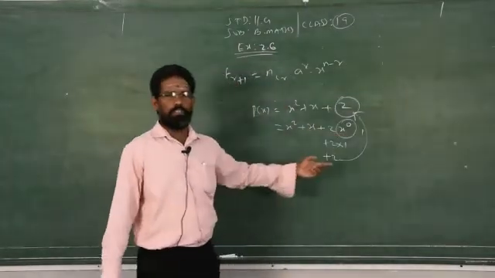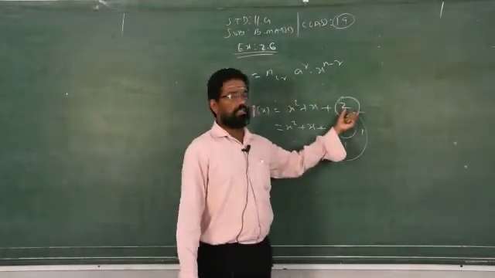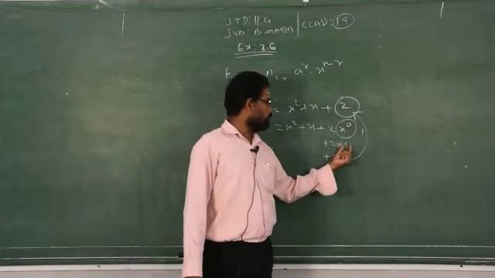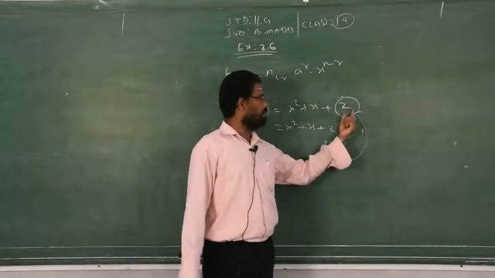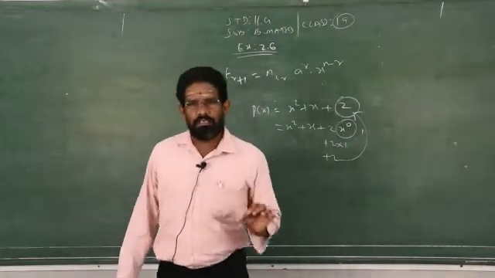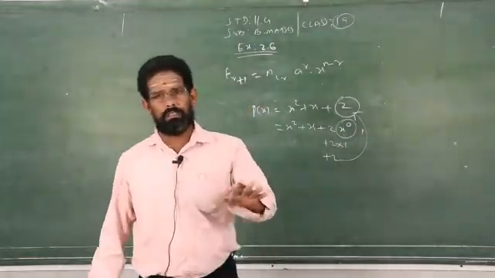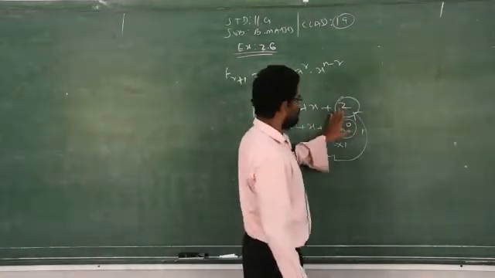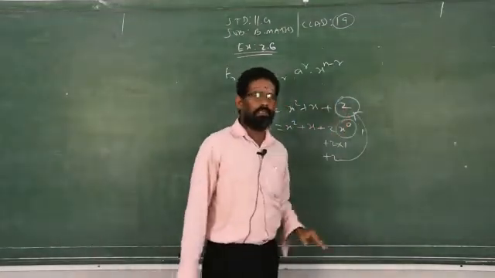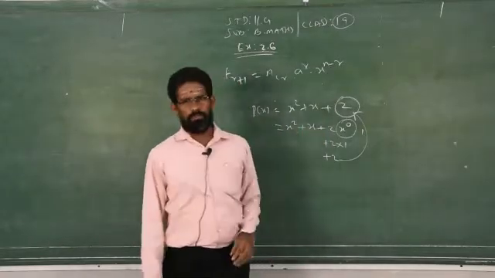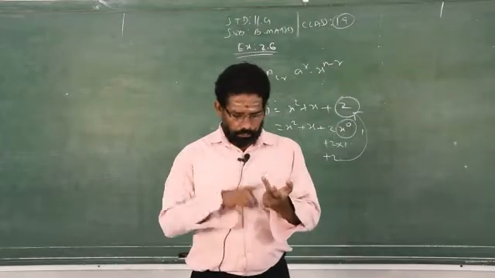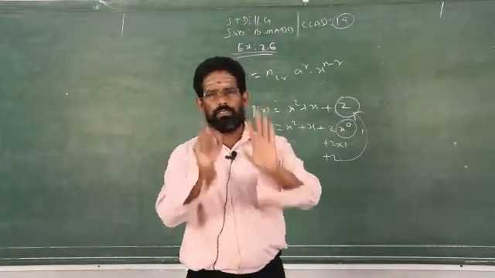Actually, what is the meaning of this? This term also consists of the variable x, but what is the power of x? 0. Anything power 0 is 1, therefore 2 into 1, so we write straight away the constant. Constant is nothing but the independent term. Why is it called independent? Because it is independent of x, there is no x. Constant term or independent term, both are the same concept.